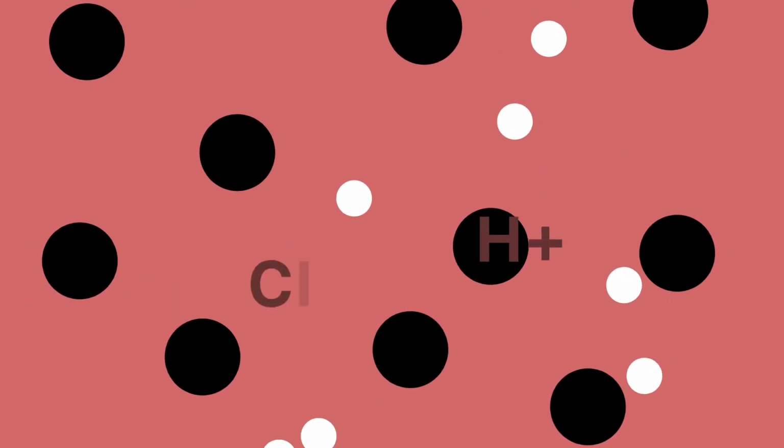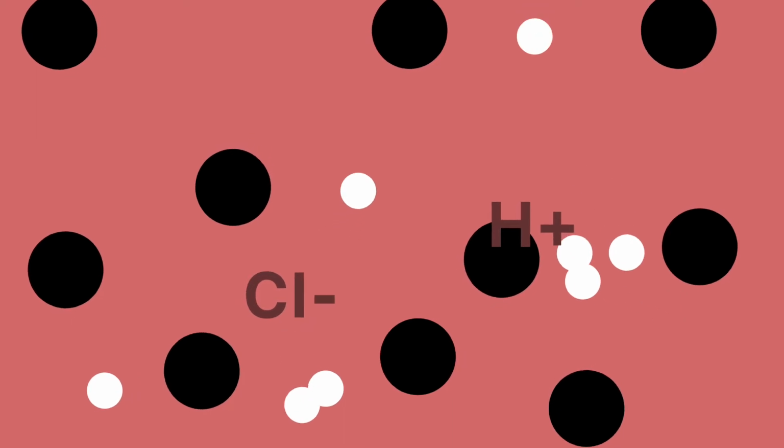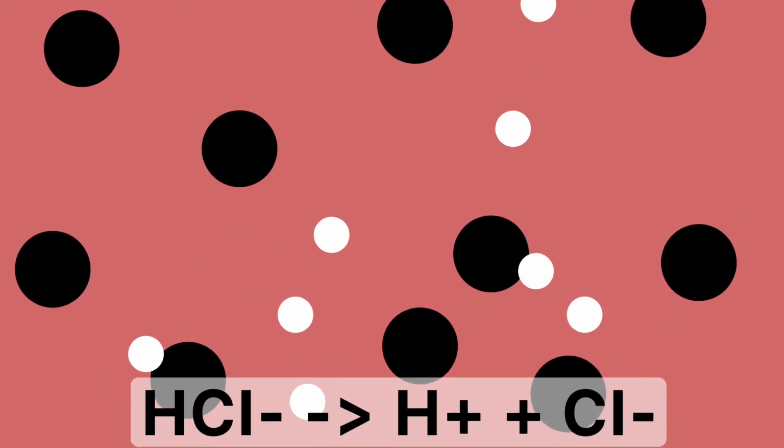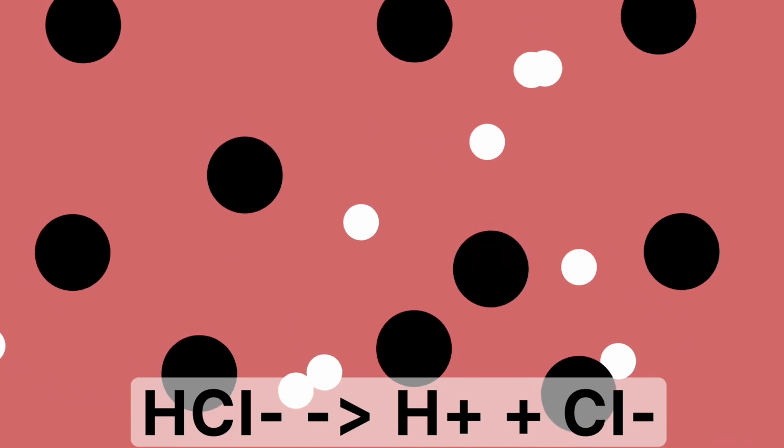In this example with hydrochloric acid, if put in a solution, we would find that the acid would separate into H+ and Cl-. Written out, it would look like this. And note that the arrows only point one way because the ions of strong acids do not recombine.